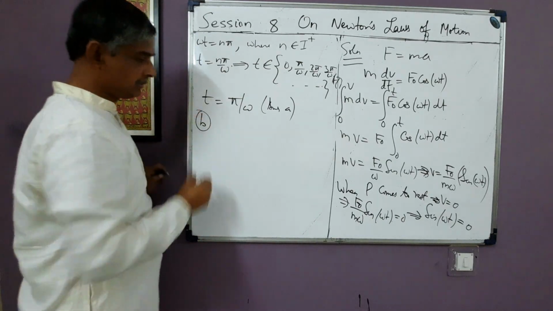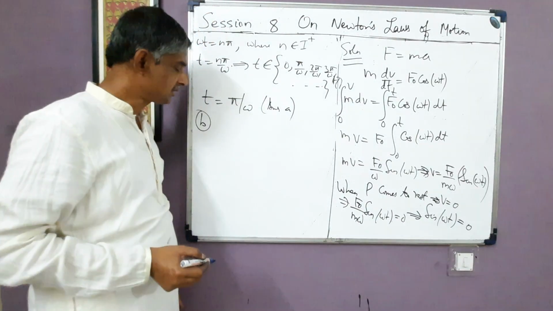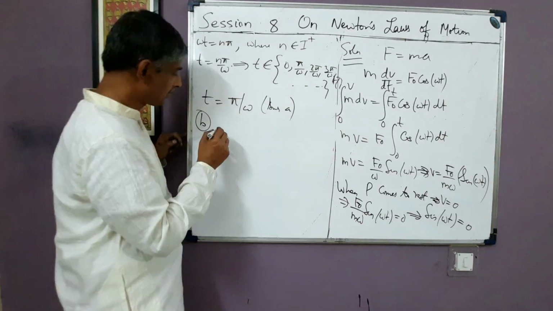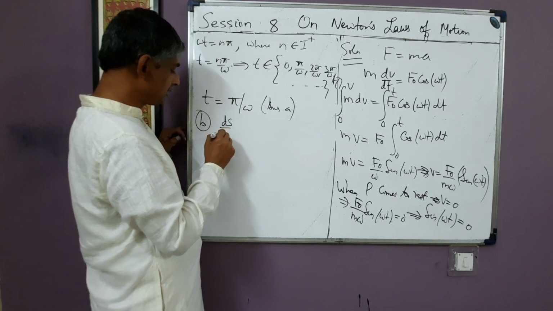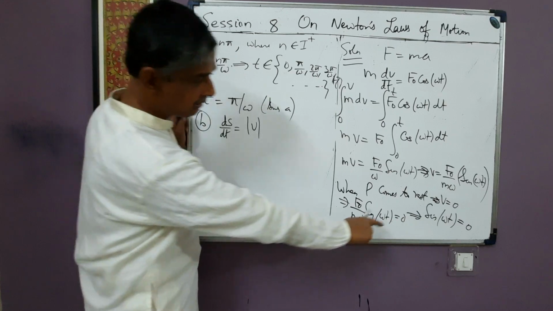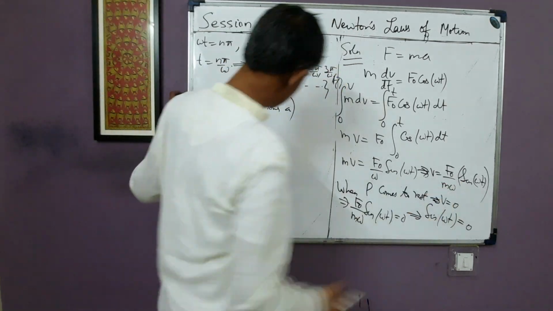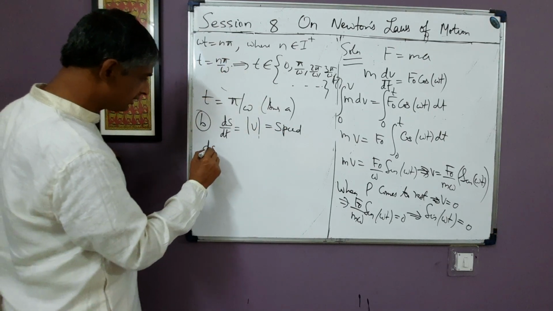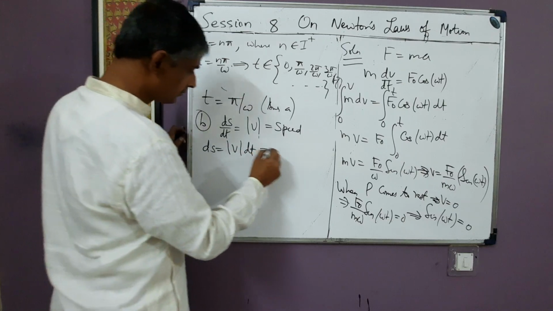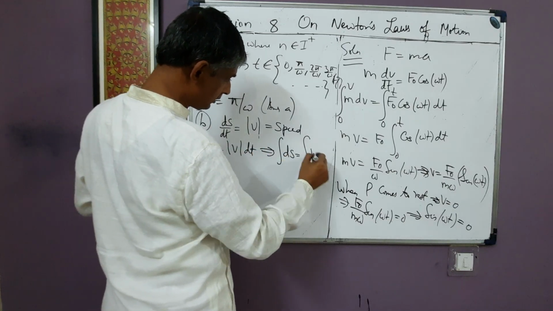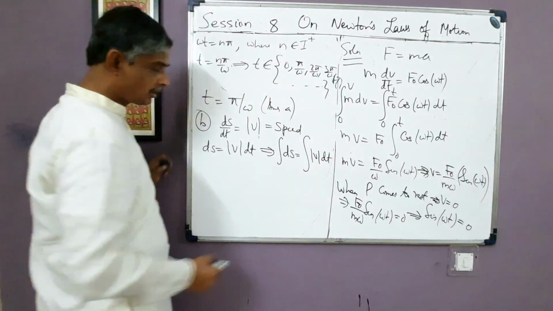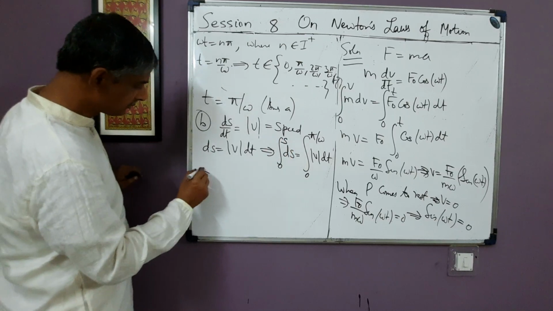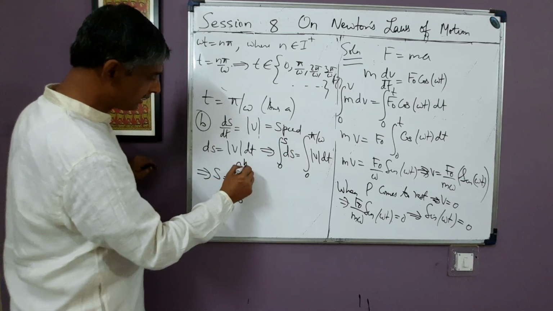Now what was part B? Part B was, what is the distance covered by the point in this time interval? How to find the distance, as we did in the last question: we know that ds by dt is the speed, mod v. V is the velocity, and mod v means speed. So ds equals mod v dt. This means integral ds equals integral of mod v dt. In the time interval 0 to pi by omega, we have to find the distance moved. Left side becomes s from 0 to s, and the right side is from 0 to pi by omega.